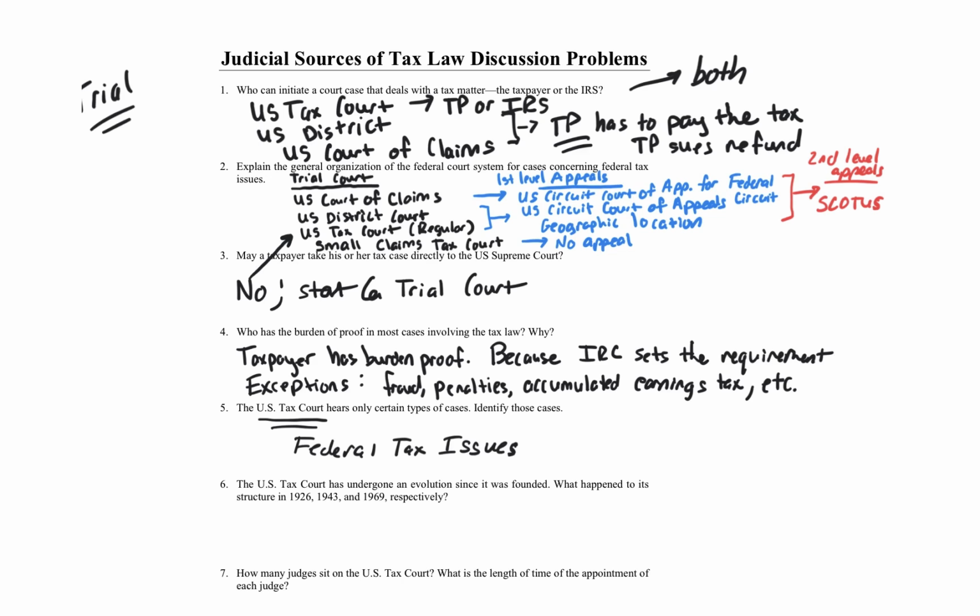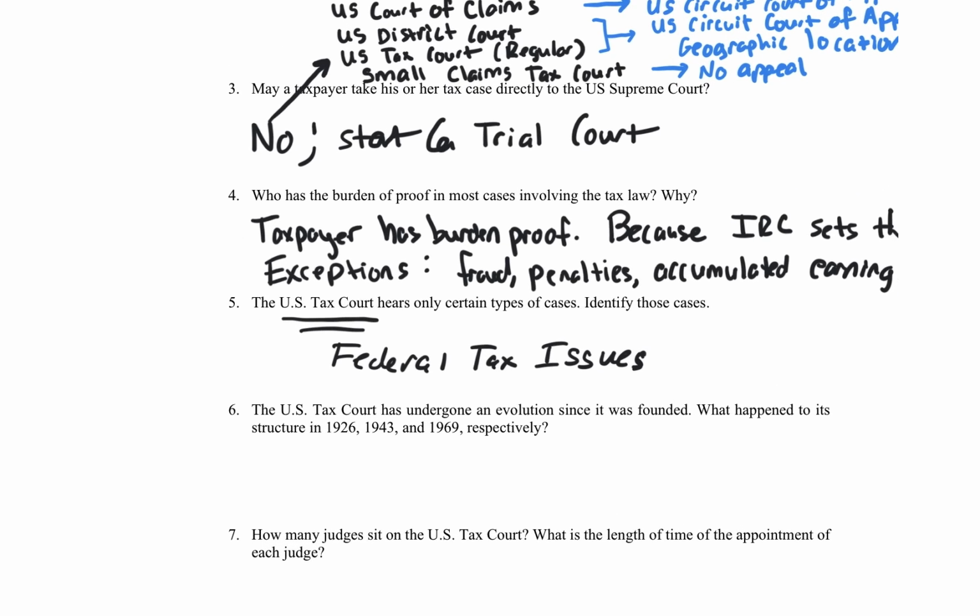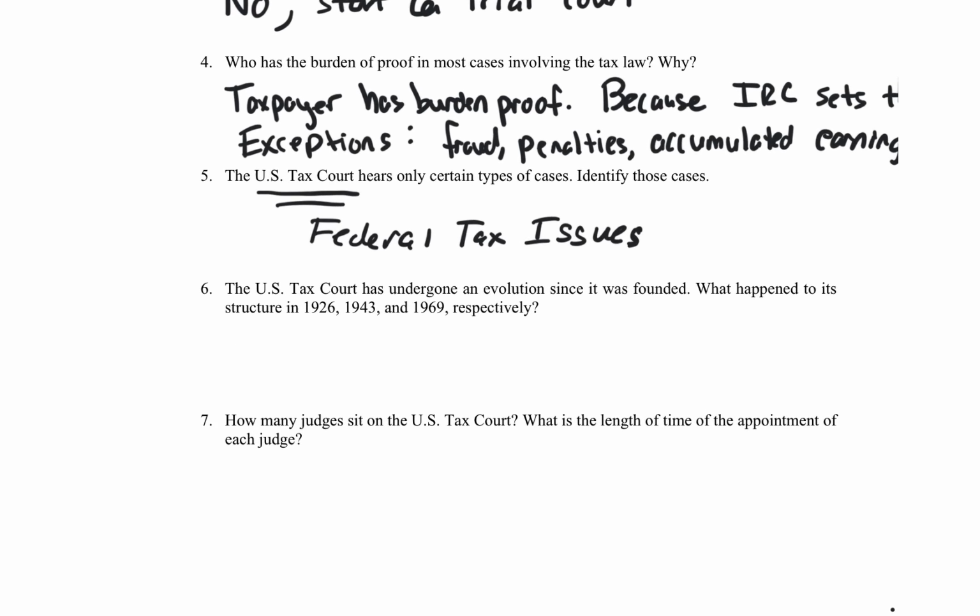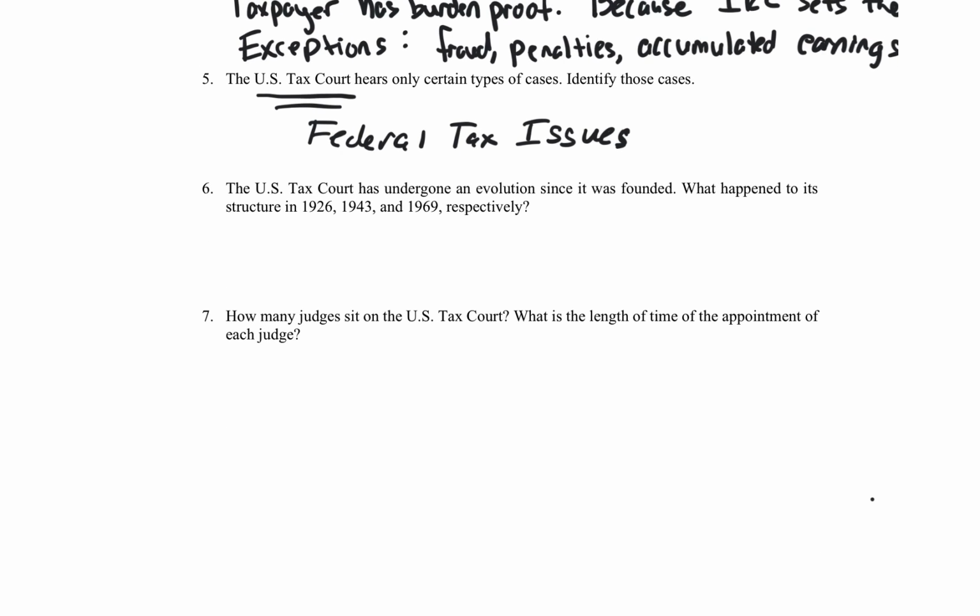Now, one thing to mention is that it does hear collection cases as well as substantive tax cases or procedural tax cases. It also deals with collection cases. We mentioned that earlier. Okay, question 6. The U.S. Tax Court has undergone an evolution since it was founded. What happened to its structure in 1926, 1943, and 1969, respectively?